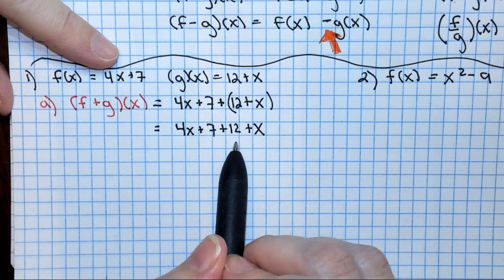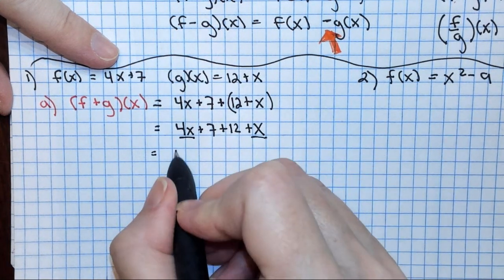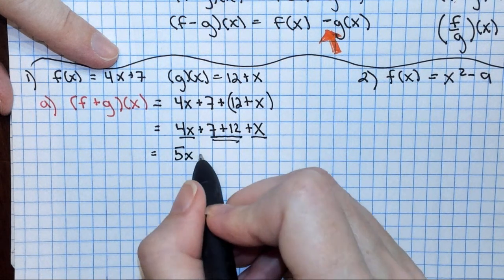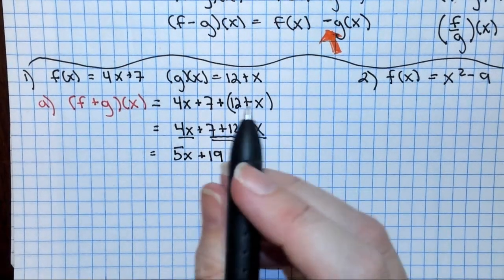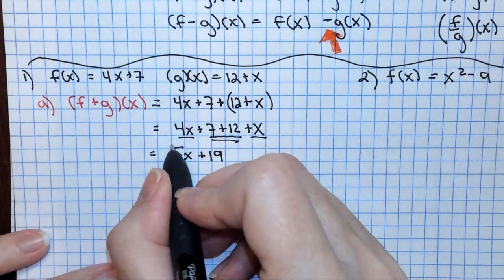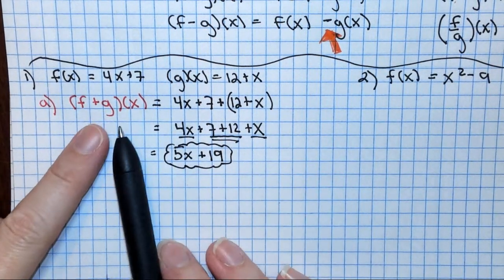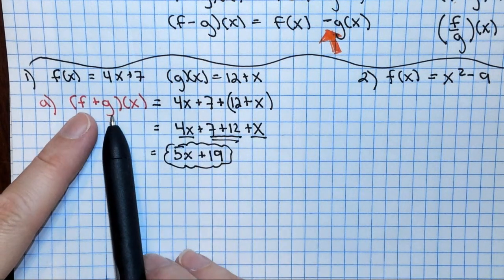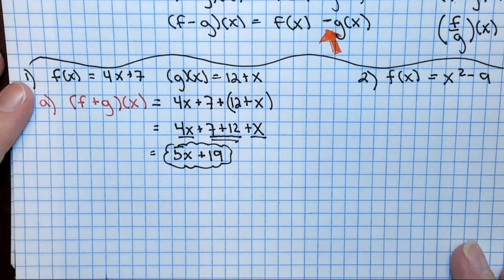Notice now, I want to combine like terms. So I have my x's, and I have my numbers right here. So my final answer is going to be 5x plus 19. Notice that once I start my procedure, I'm holding my equals and I'm working on my right side. This tells me eventually where I had started from. I'm not going to keep repeating that down because it does hold the same.